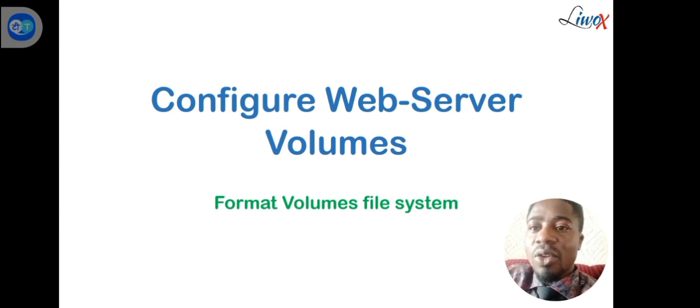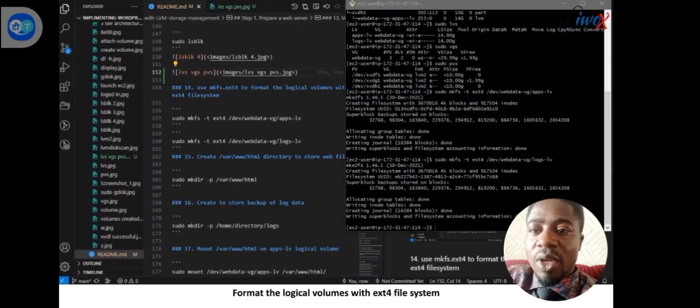Now we configure the web server volumes format. That's the format of each of those volumes. We're going to give it the right format. So we're going to be formatting the volume file system. How do we do that? What I did was to format the logical volumes with the ext4 file system.